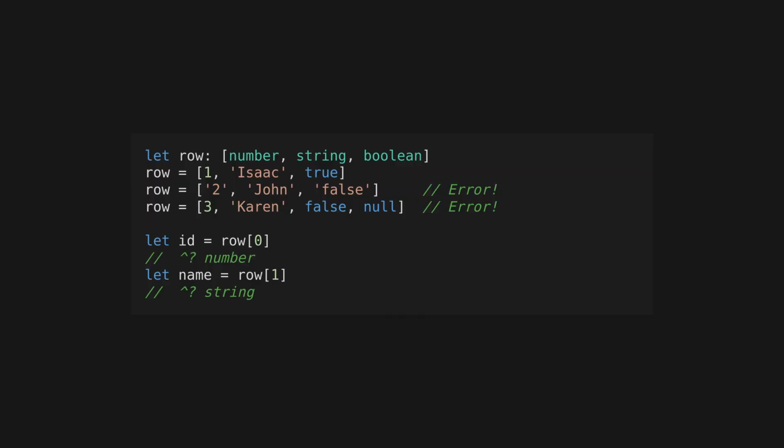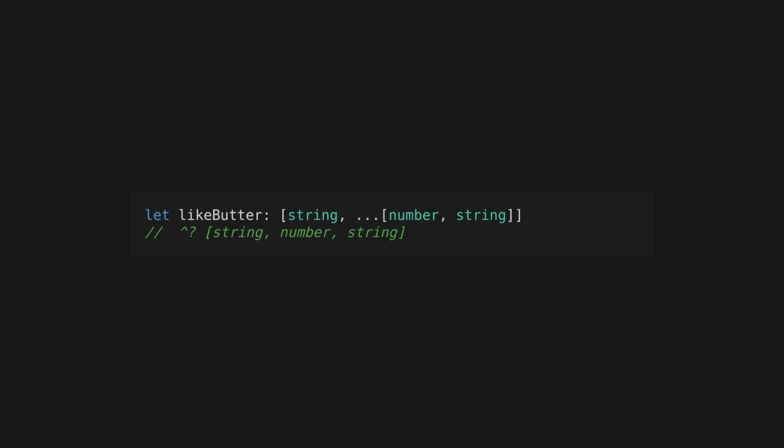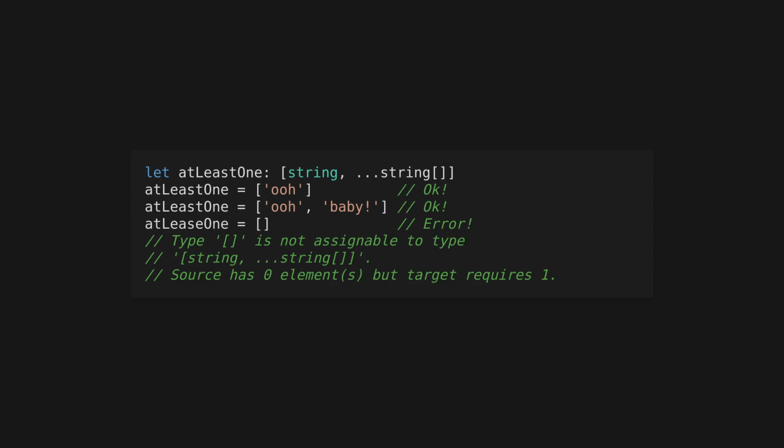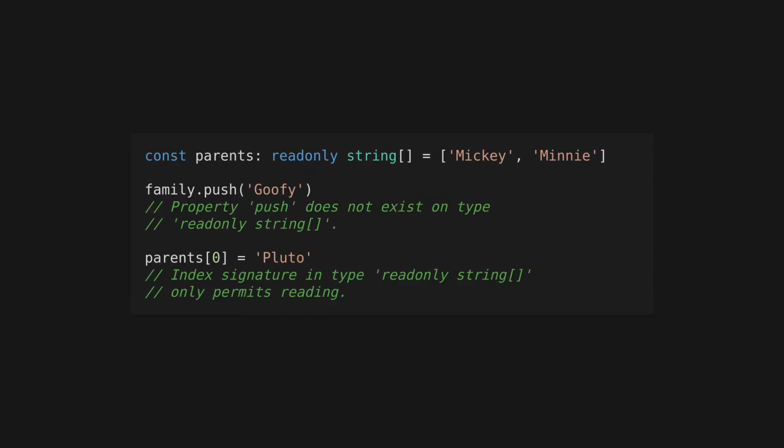Define a tuple type with square brackets. Tuples are a fixed size and have known types at each index. You can also spread both array and tuple types using the spread syntax. This can be used to create array types with a minimum number of members. Array and tuple types can be made read-only using the readonly keyword.